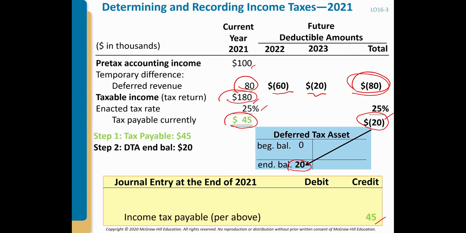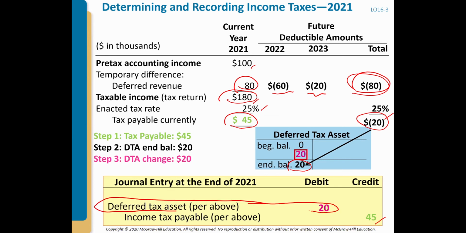So the beginning balance was 0. How to make it become 20? Then we need to debit this account. That's why we have this: we debit this account for 20. And then the last item in the journals is income tax expense, always the balance. Okay, so this is the year 2021.